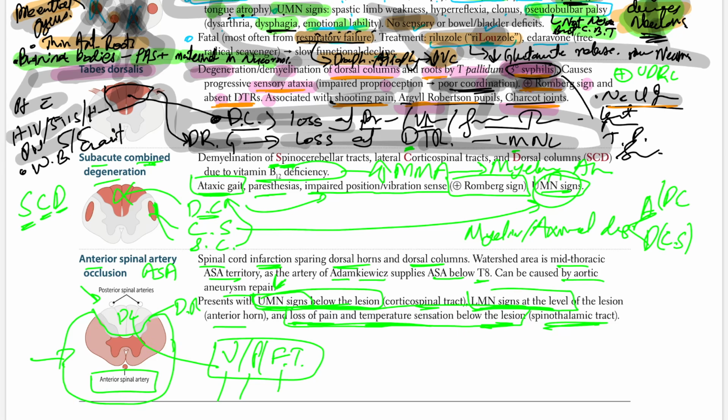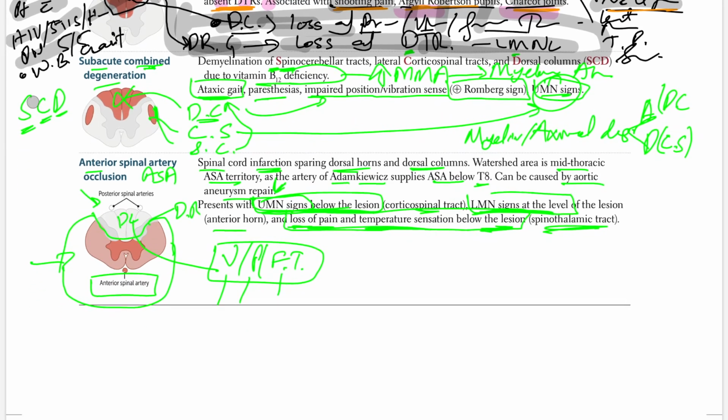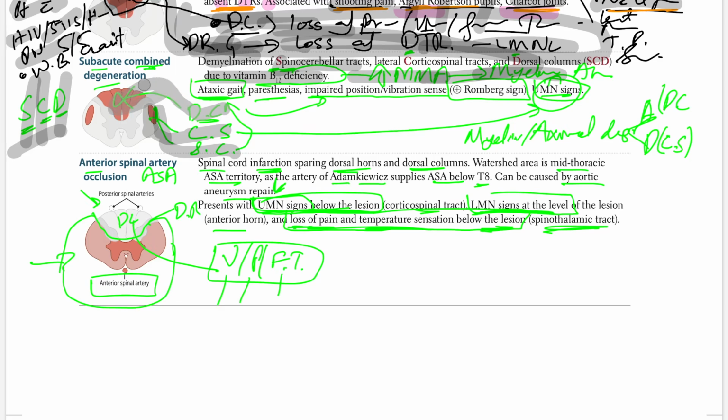Okay, then you have subacute combined degeneration. It is due to vitamin B12 deficiency, which causes an increase in MMA. That causes myelin abnormalities that cause demyelination of all three things, which are the spinocerebellar tract, which is going to be here, corticospinal tract, which is right here, and dorsal column, which is all the way through the back.